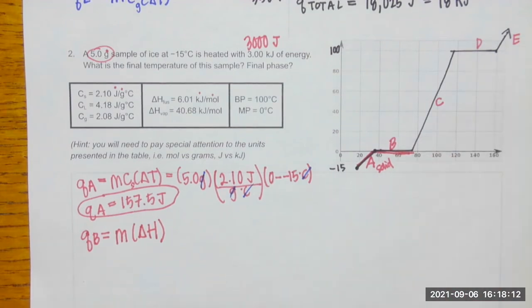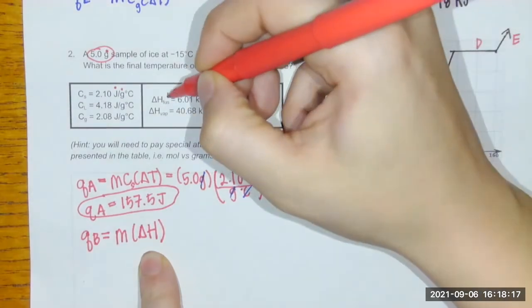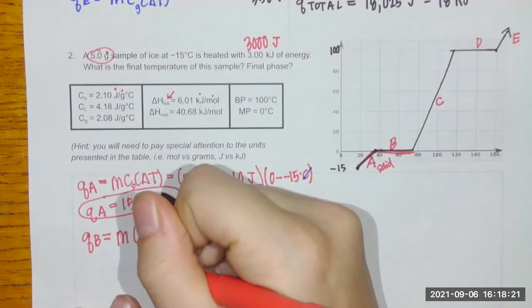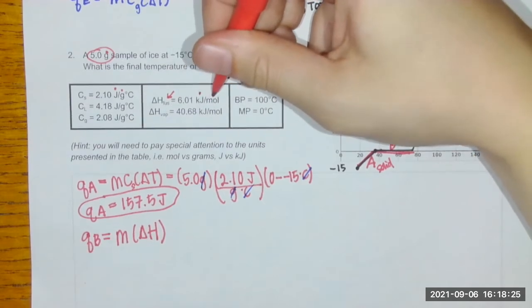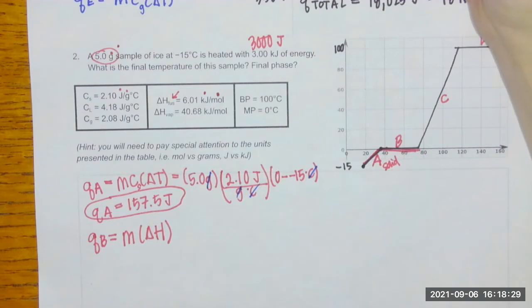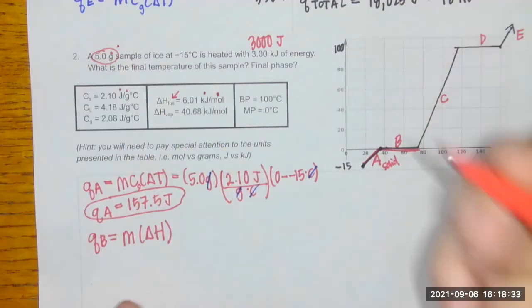Here's the tricky thing though. That delta H is for melting. I want to use the delta H fus, but it's kind of weird. Check this out. It's in kilojoules per mole, but I only know how much this is in grams. So I need to first do a grams to mole conversion.